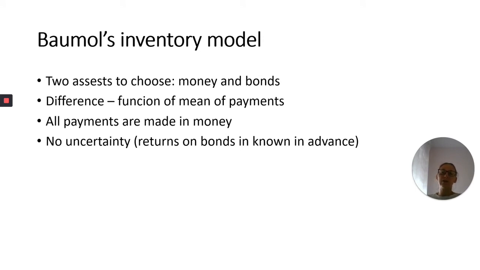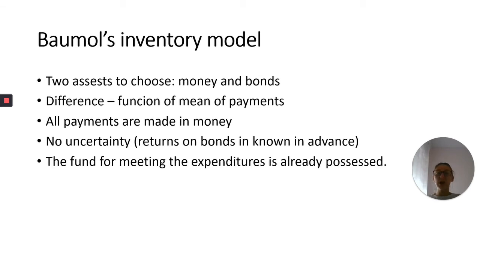Baumol thinks that in his model there's no uncertainty, so we say that the returns on bonds are known in advance. So in general, we know in advance the interest that bonds can earn, and so there's no uncertainty in making the decision. And also all the funds that are necessary to meet the expenditure are already possessed.